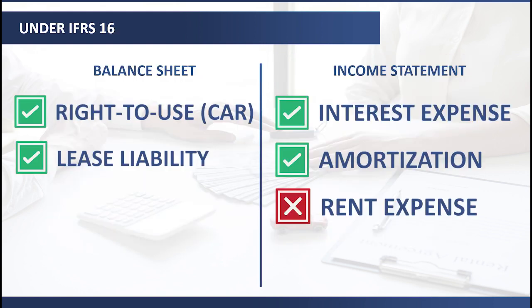The new standard improves transparency because showing only rent expense in the income statement does not provide more details as to the future obligations of the company, what assets are actually being used, and what liabilities finance the operations of the business.